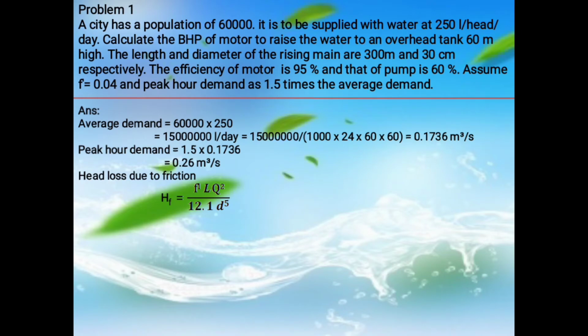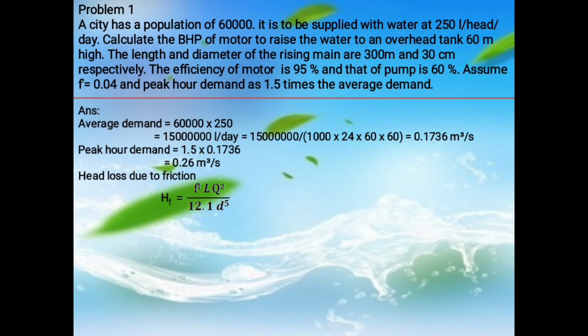head loss due to friction. That is, for finding out the brake horsepower equal to gamma W into Q into H divided by 0.735 into efficiency or eta. Then from this, H is total head equal to suction head plus delivery head plus head loss due to friction.